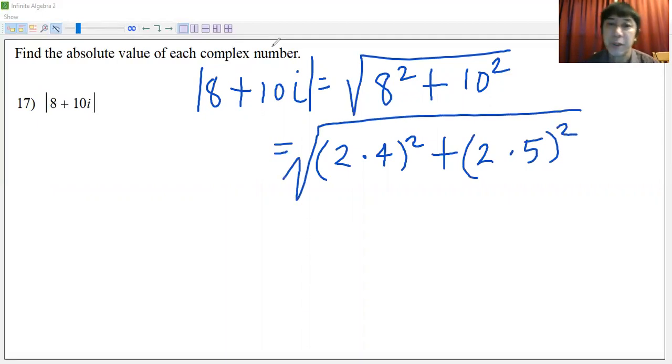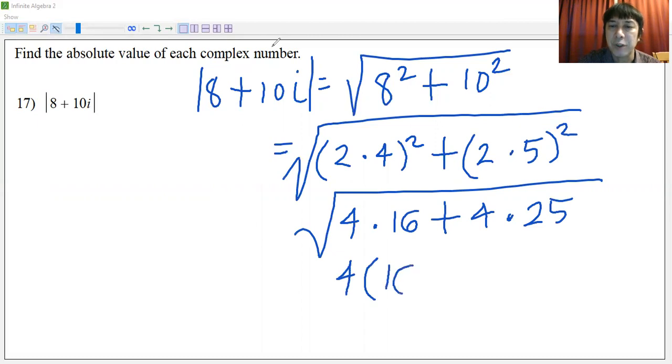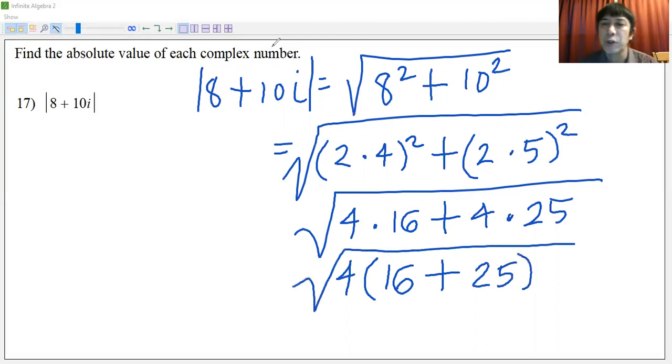Square now the numbers. We have 4 times 16, we have 4 times 25. And we now have a common number 4. That becomes our common factor. We can factor out, and then we will have 16 plus 25, and this will be under the square root sign.